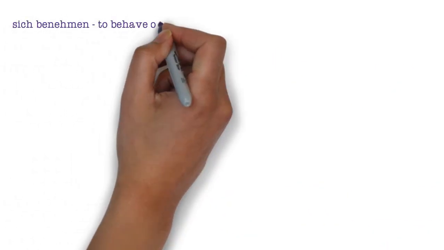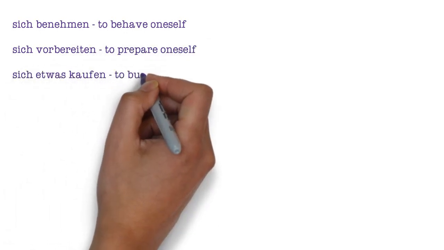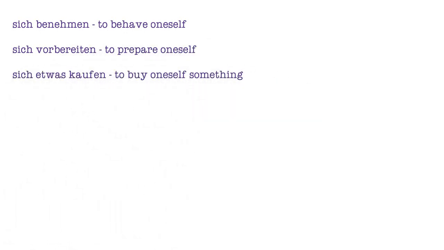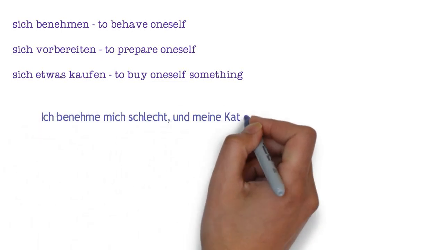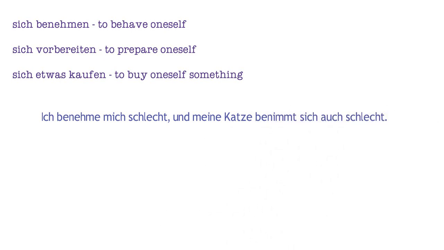Let's look at a couple verbs where it does make slightly more intuitive sense to an English speaker to be using reflexive pronouns. Sich benehmen, to behave oneself, sich vorbereiten, to prepare oneself, or sich etwas kaufen, to buy oneself something. If I want to say who behaves themselves, I could do it like this. Ich benehme mich schlecht und meine Katze benimmt sich auch schlecht. Here I use mich as the reflexive pronoun for the subject ich in the first part of the sentence, and then sich matches with the subject Katze in the second half of the sentence.